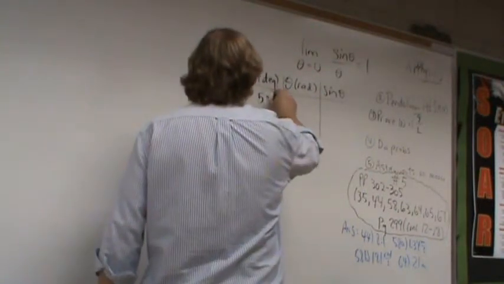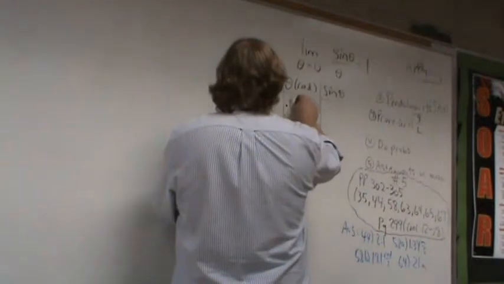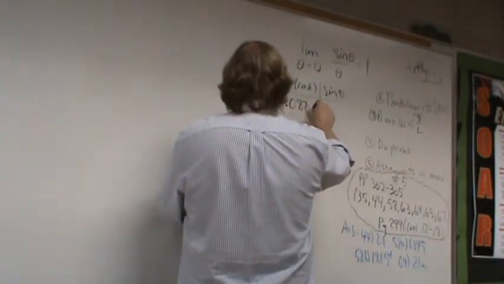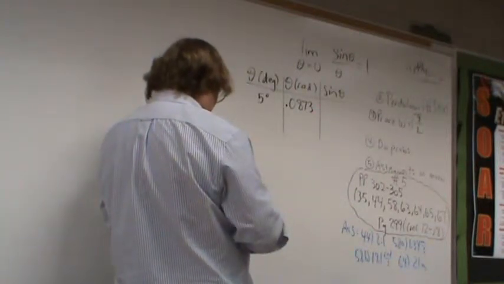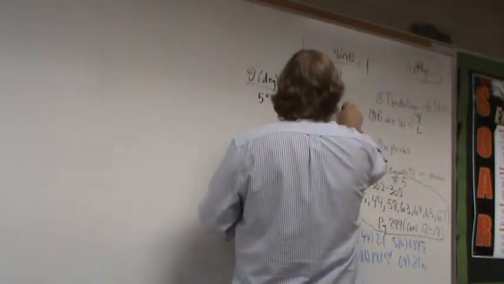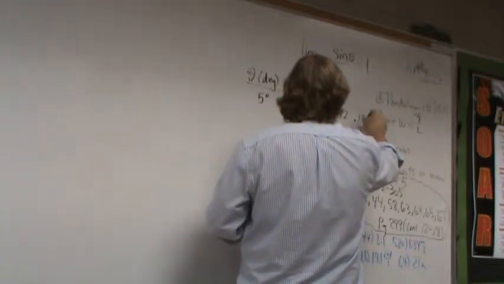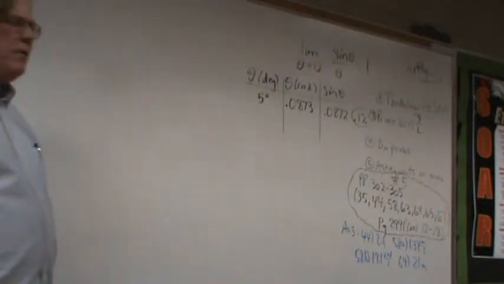Like, if my theta was 5 degrees, then, here, I'm going to get my calculator. Just a second. Okay, 5 degrees is approximately 0.0873 radians. And when I take the sine of 0.0873 radians, I get 0.0872. That's 0.1% error. So at 5 degrees, sine of theta and theta are pretty much the same.